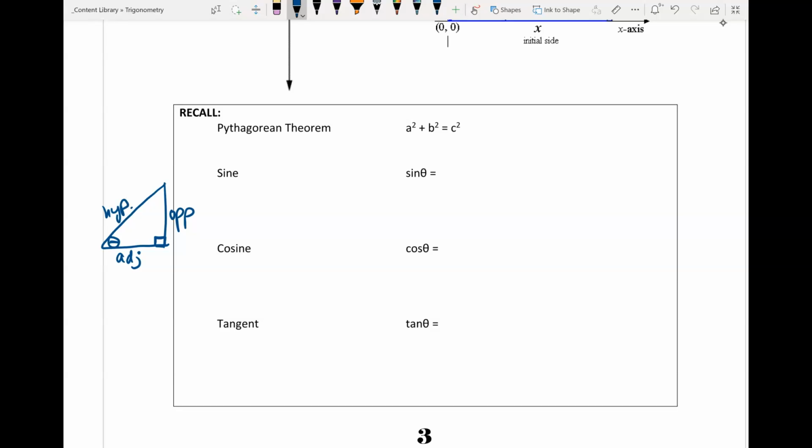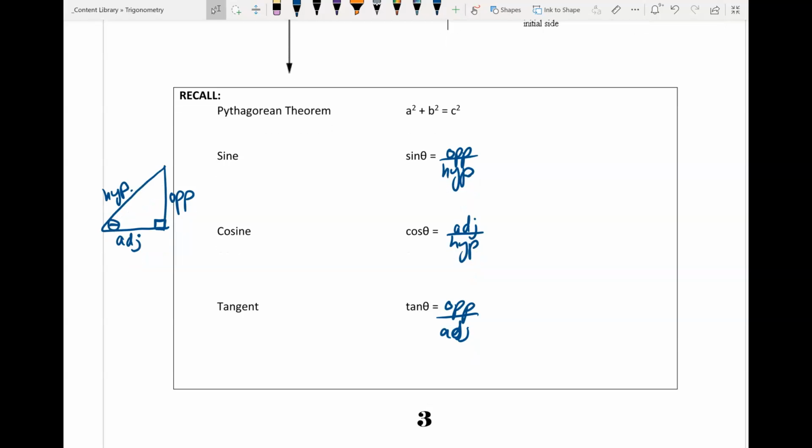So let's just say that I want to use sine. Sine theta is opposite over hypotenuse. Cosine is adjacent over hypotenuse. And tangent is opposite over adjacent. So again, you're going to use sine, cosine, or tangent if you want to find a missing side or if you want to find a missing angle.